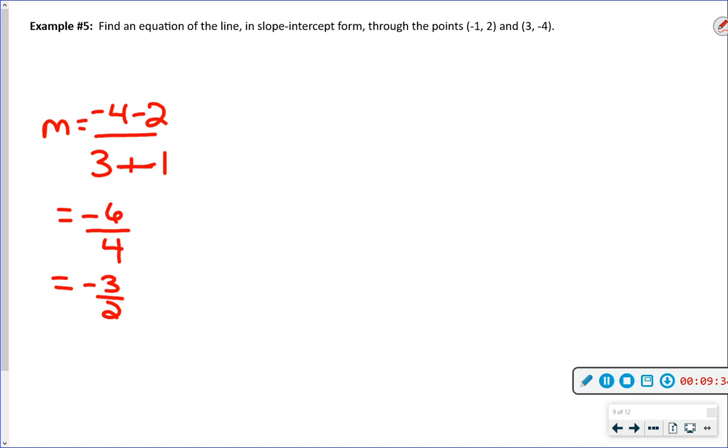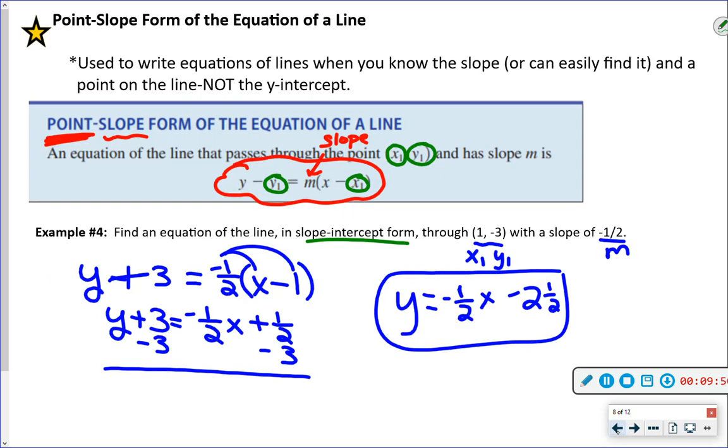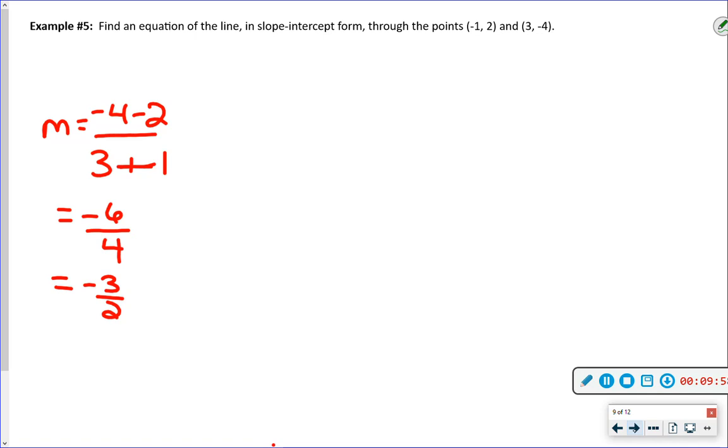So the next question is, are either of those points my y-intercept? And I'm like, -1, 2, that's not on the y-axis. Neither is 3, -4. So that means we have to use point-slope again. It doesn't matter which point you use. I might use the first one, Owen might use the second one. We're going to have the same final answer when we're all said and done. I just look for small numbers. I'm just going to use the first one.